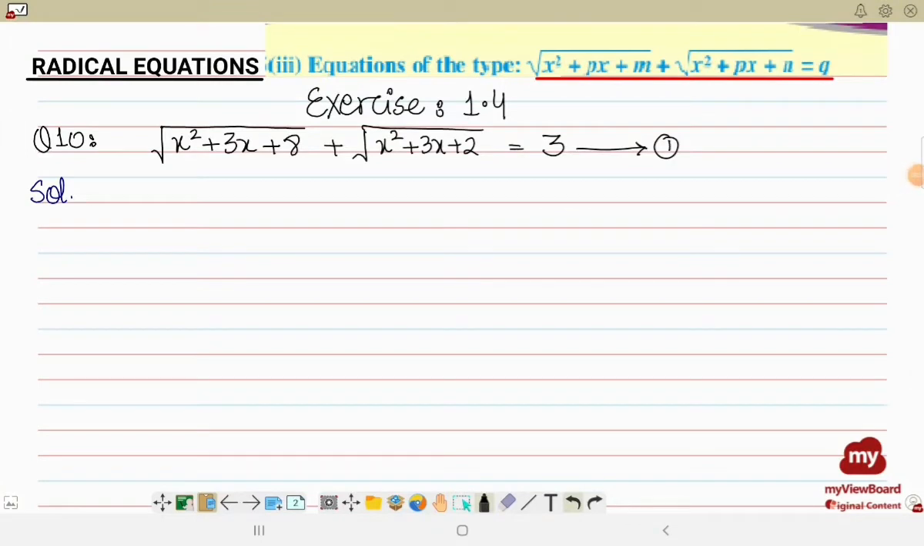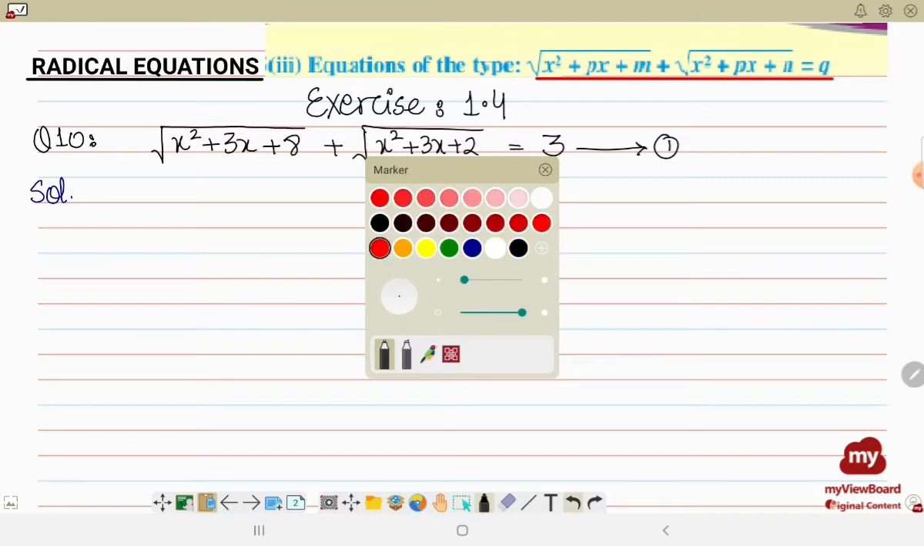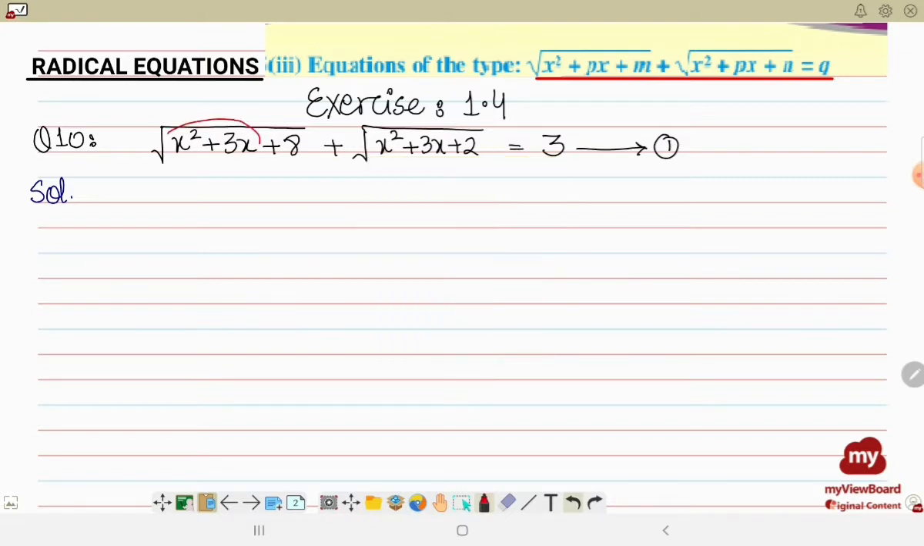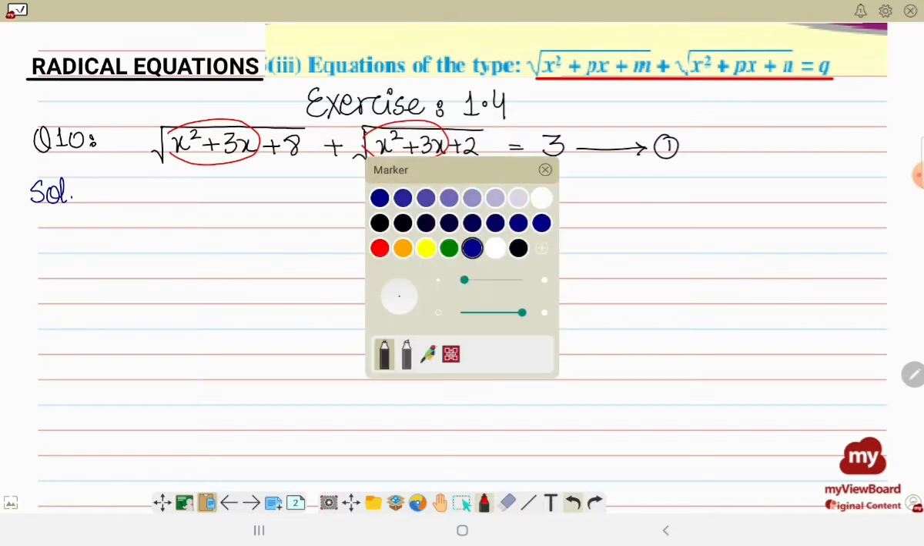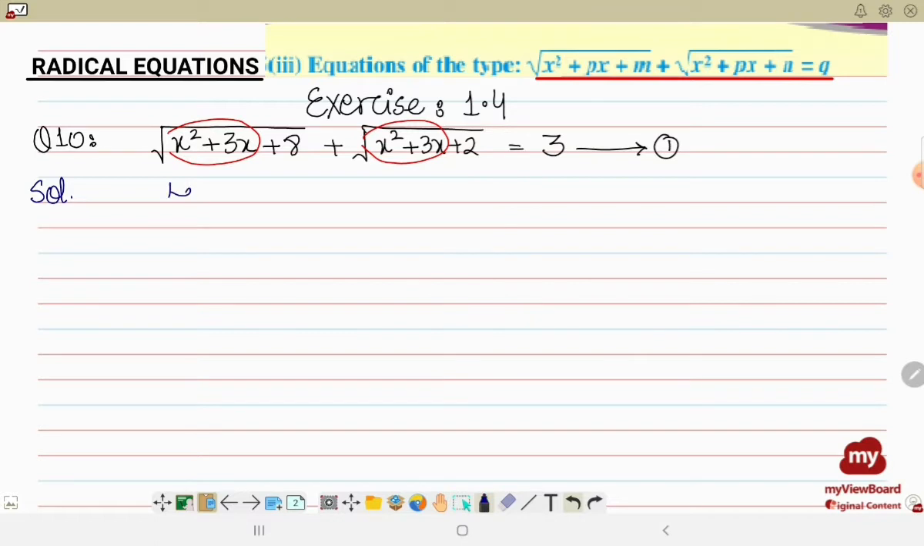Let's solve one more equation, a radical equation of type 3. Let's see which type of substitution we are going to do here. Here you see we are having x square plus 3x, x square plus 3x. So instead of this x square plus 3x, we are going to make a substitution. Let y equal x square plus 3x. So our equation 1 will become, instead of x square plus 3x, we'll write y plus 8, and then again y plus 2 equals 3.